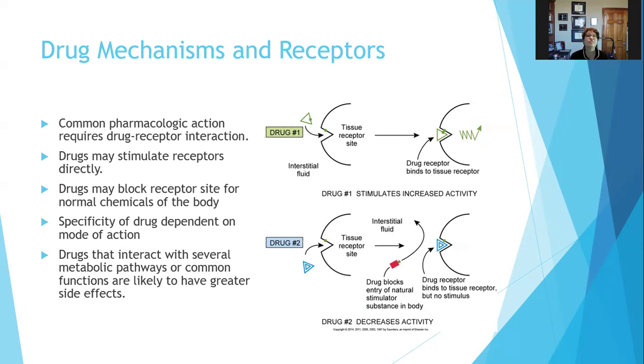The specificity of the drug is dependent on the mode of action. So if it's one that stimulates receptors directly, it's going to be pretty specific for what it's replacing. So insulin or dopamine or whatever. Drugs that interact with several metabolic pathways or common functions are likely to have greater side effects. So that makes sense because there's more things in the body that can affect. If you have a drug that's only stimulating a certain receptor, it's going to have that effect.